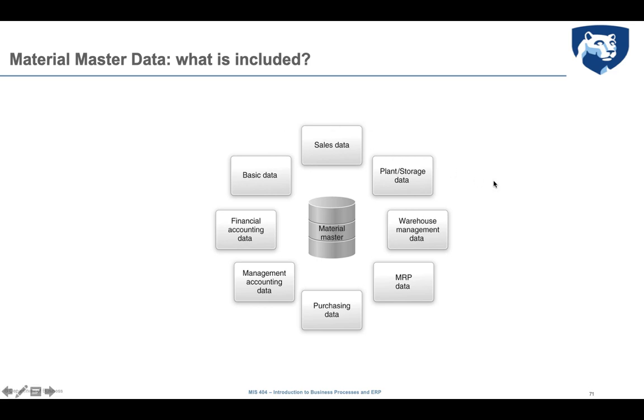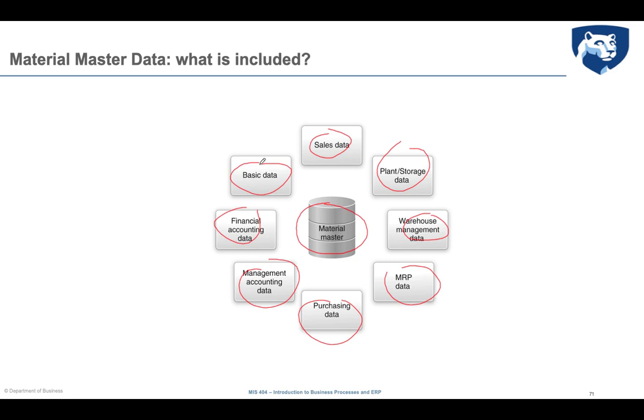Material master data include a lot of information like sales data, plant storage data, warehouse management data, MRP, purchasing, management accounting, financial accounting, and basic data related to the material. Of course, according to the nature of the material, all of these areas can be present or not.